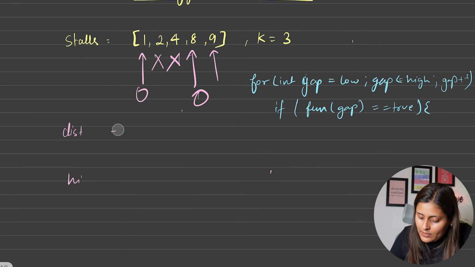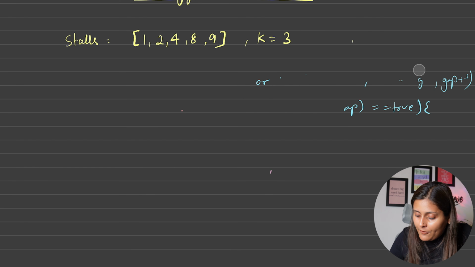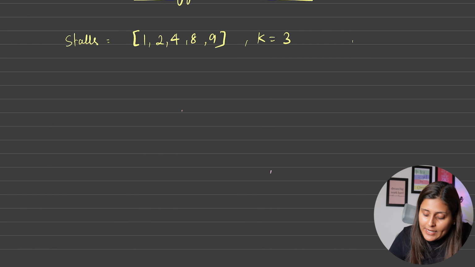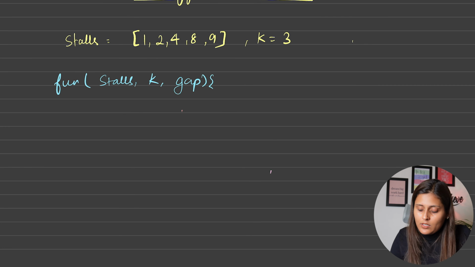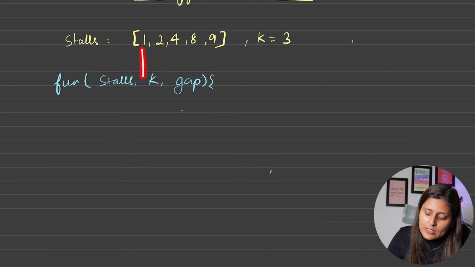Okay, so for that we have to erase this and write our code. I'm just writing the function. In the function, suppose I want to send definitely the stalls, definitely the k, and definitely the distance with which we want to try, which is called gap.